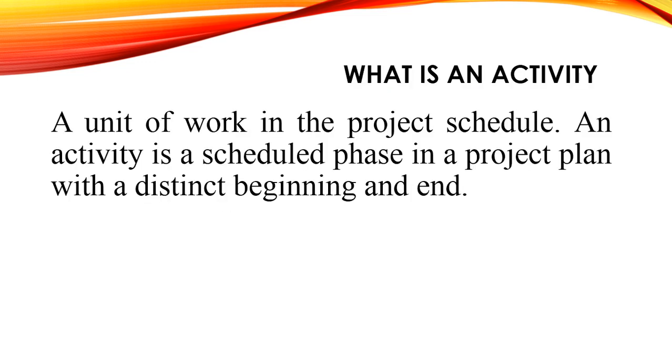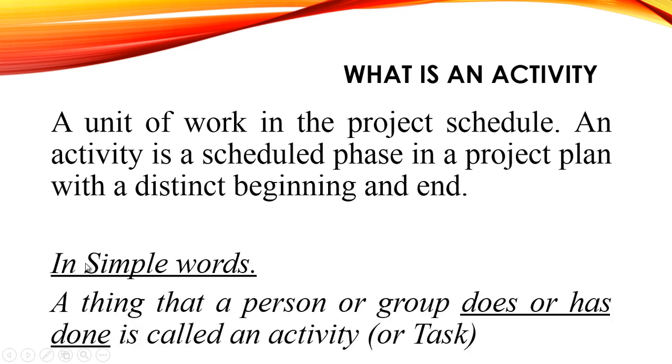What is an activity? A unit of work in the project schedule is called an activity. An activity is a scheduled phase in a project plan with a distinct beginning and end. In simple words, a thing that a person or a group does or has done is called an activity or task.